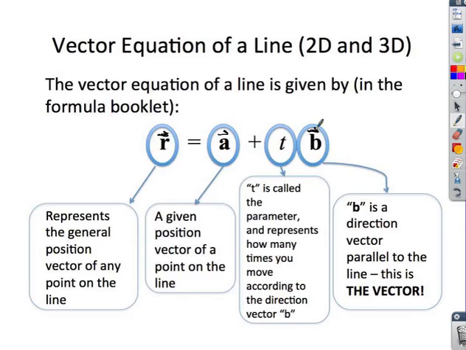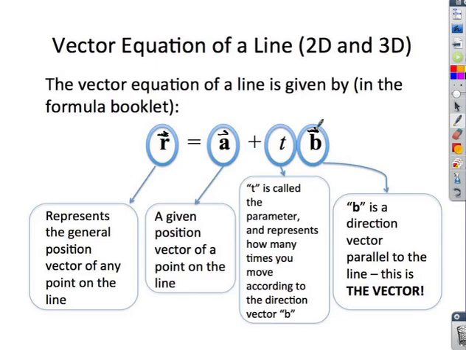First thing though is that r represents the general position vector of any point on the line. So r can be any point on the line, and it's the position vector of any point on the line. The vector a is a given position vector of a point on the line. So it's a particular one. It's one that we know. t, like I said, is the parameter. It represents how many times you move according to the direction vector, which is the vector b. b is a direction vector. It's parallel to the line.